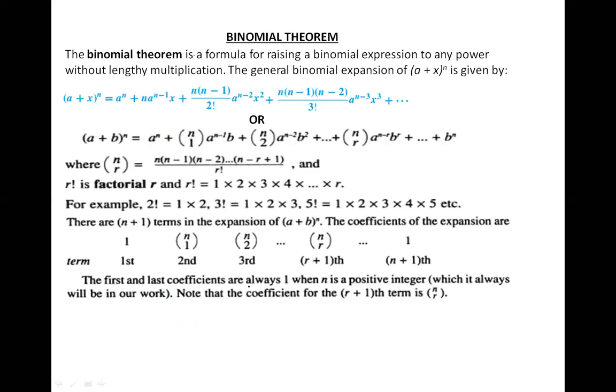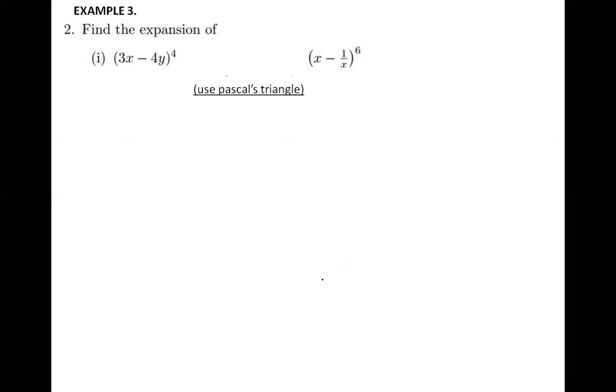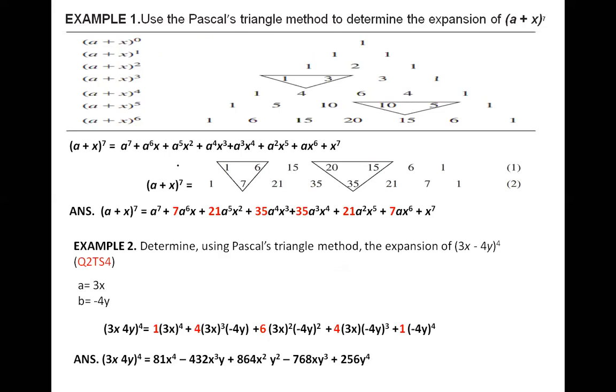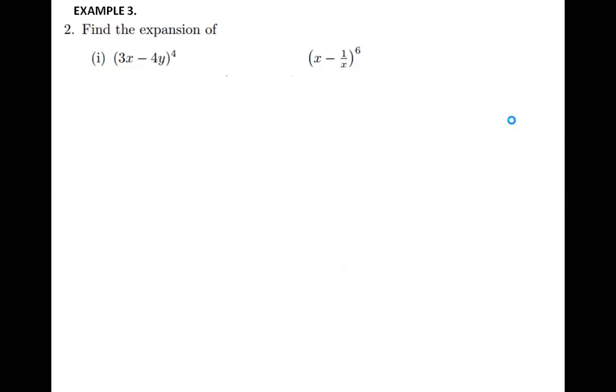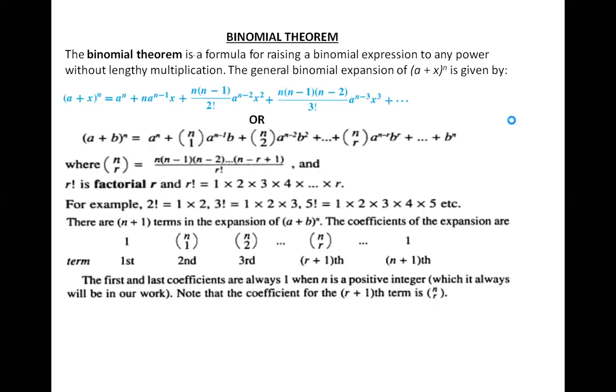So the first and the last coefficients are always 1. We observed this from Pascal's triangle. Let me just go back. That point is saying the first and the last coefficient is always 1. So that point I think is straightforward. You can get it from Pascal's triangle. And then the coefficient of any term, the (r plus 1)th term, is equal to n choose r.